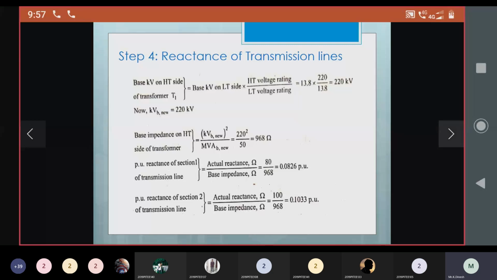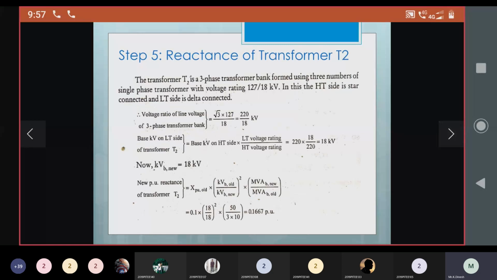So T2 is a three-phase bank. Now it is a bank. So primary is star connected. So root 3 into 127 by 18, 220 by 18. So the ratio is root 3 into 127, it is 220.